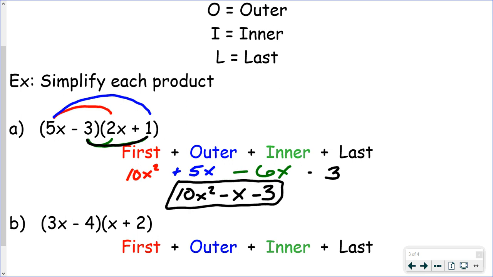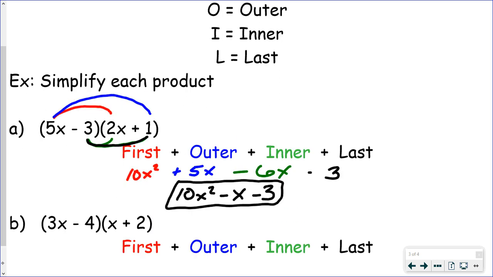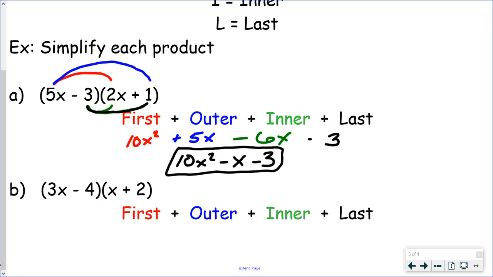Okay, so again, it's like the distributive property, just has an acronym to help you. I shouldn't say it's like the distributive property, it's the same thing, okay? So again, we're going to do the first, so the first two terms, then the outer two terms, then the inner two terms, and then the last two terms.